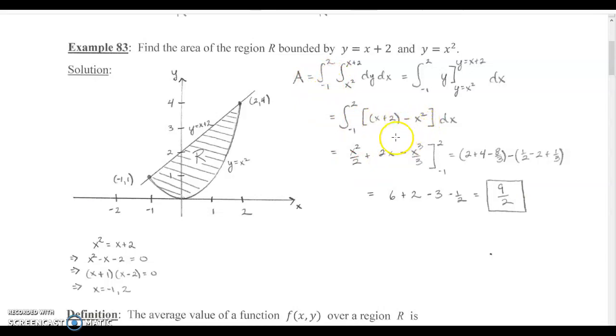So if you integrate that, you get x squared over 2 plus 2x minus x cubed over 3 evaluated from x equals minus 1 to x equals 2 using the fundamental theorem. Simplifying, you get 9 halves.